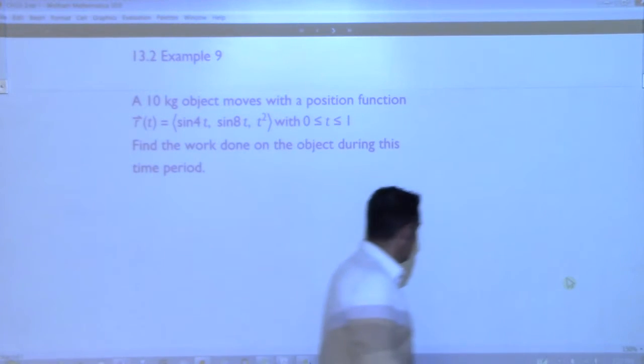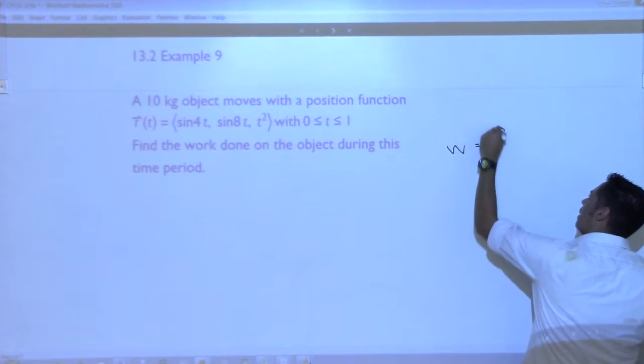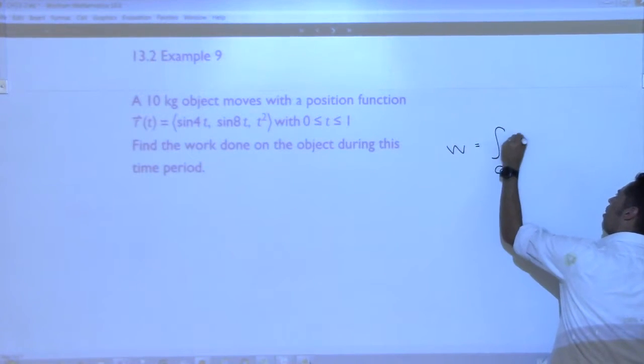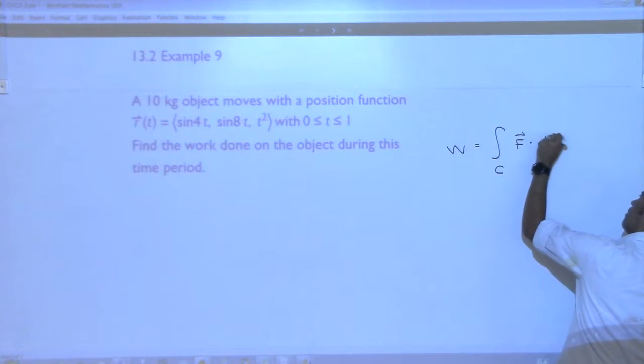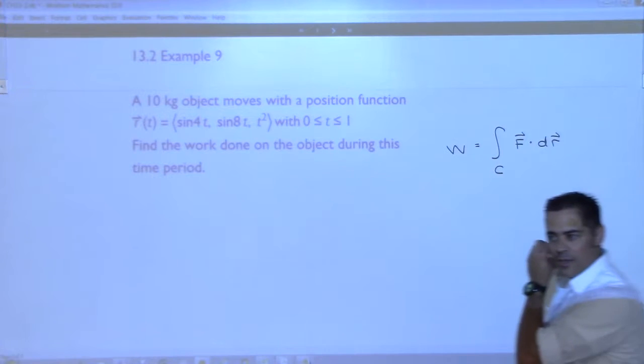Okay, so work we know is the integral over the curve of F dot dr. Does anyone see a problem here? Like an issue? Where's F? Where is F? F is not given to us, is it?